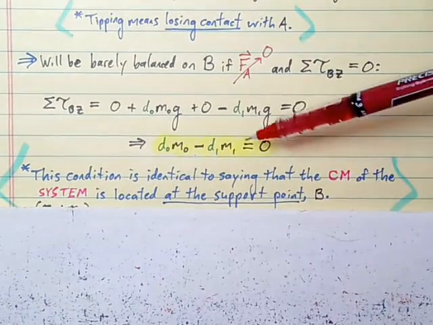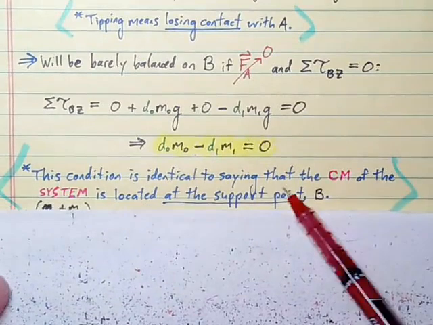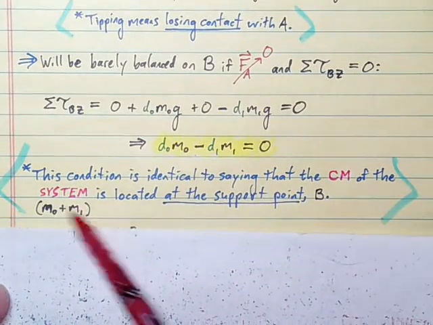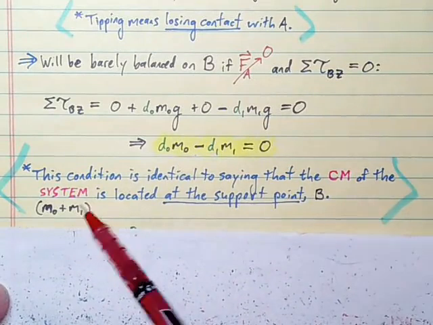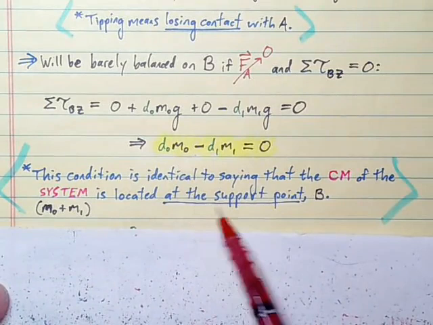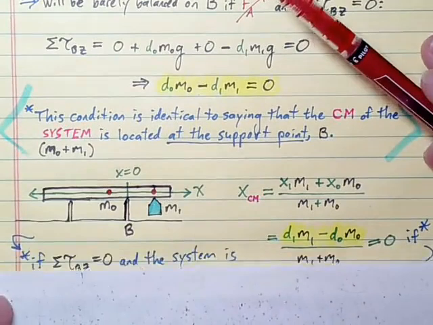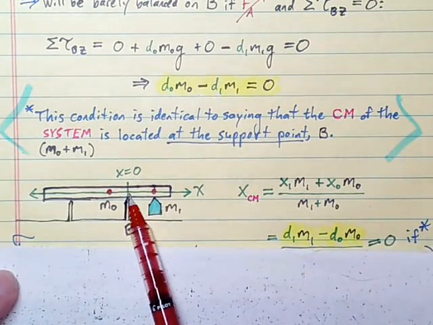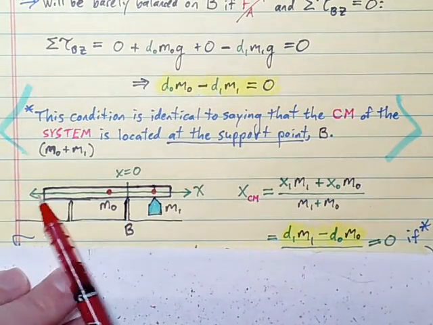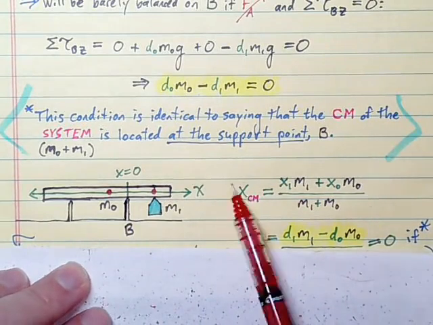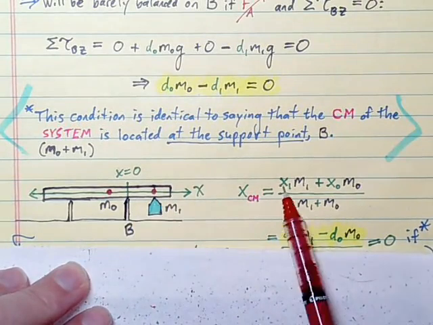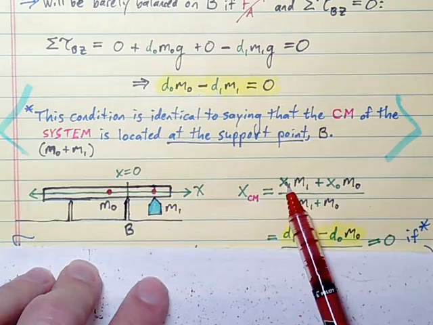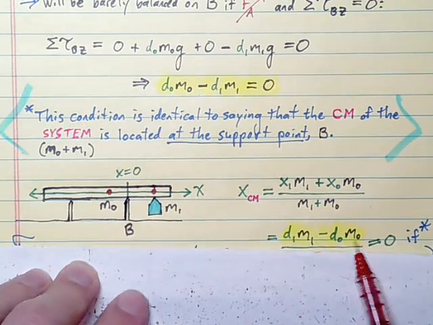I would like you to notice, however, that this condition is identical to saying that the center of mass of the system, the M0 plus M1 system, is located at the support point B. Here's what I mean. If we set up an x-axis along the beam and set our origin at point B here, then we could compute the x-coordinate of the center of mass of our system from this formula. So the x-coordinate of mass 1 times mass 1 plus the x-coordinate of mass 0 times mass 0 divided by the total mass of the system. Well, x1 is just d1 and x0 is just minus d0.